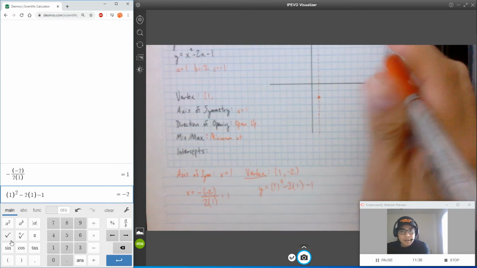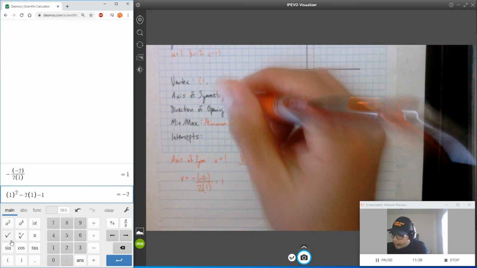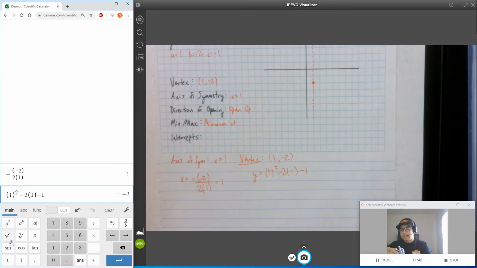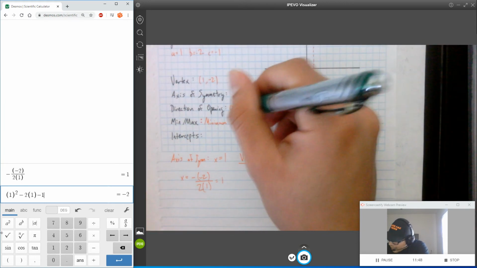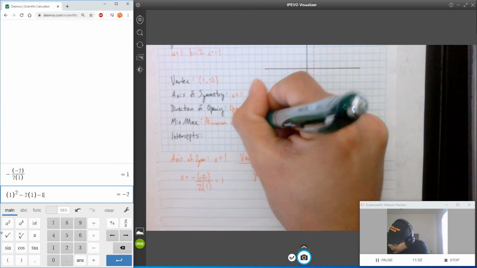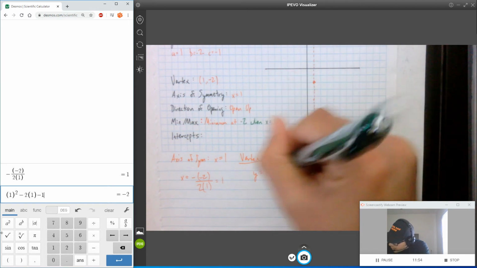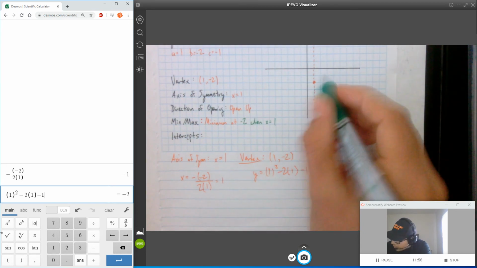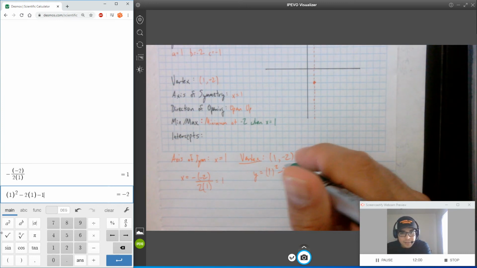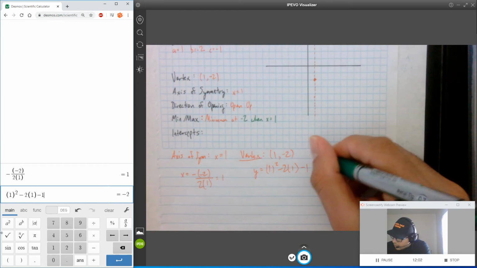Now that we have that, 1, negative 2, I'm going to switch up colors just so we have some variety. So I have a minimum at negative 2 when x equals 1, and I got that from right over here. It's the vertex, right?